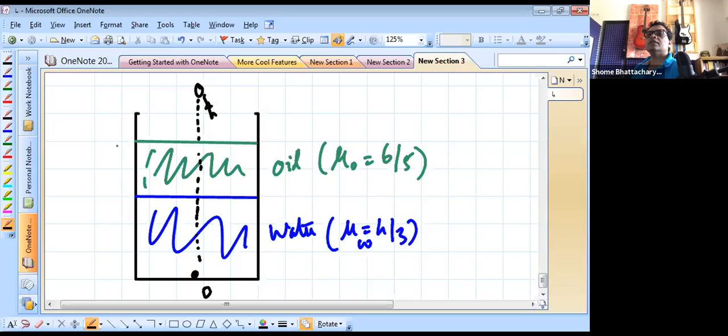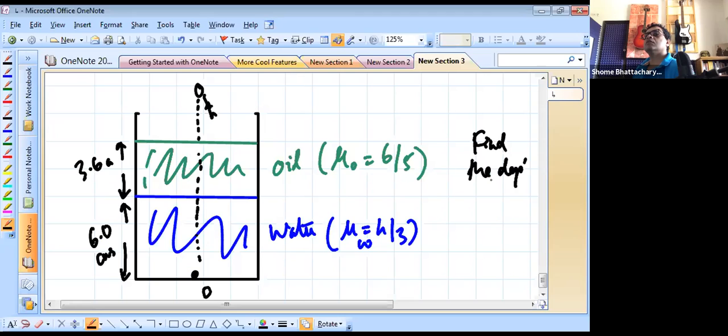And given to us is that the oil layer is, let us say, 3.6 centimeters high, and the water is, let's say, 6 centimeters. Okay, so we have to find the depth of the object O, that point object, as seen by the observer, as seen from normally above.